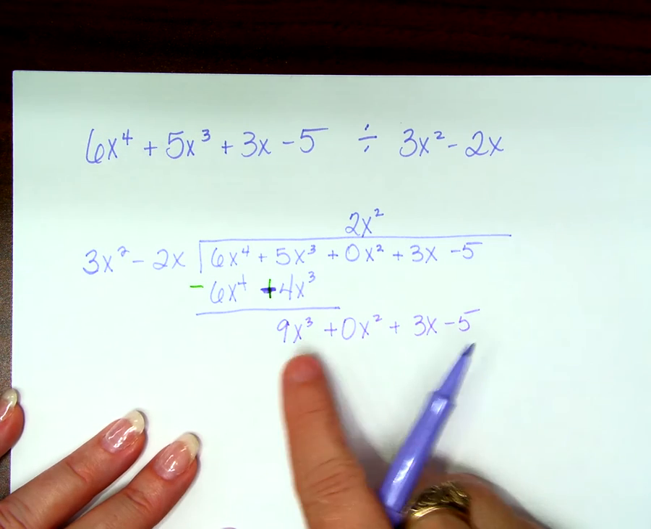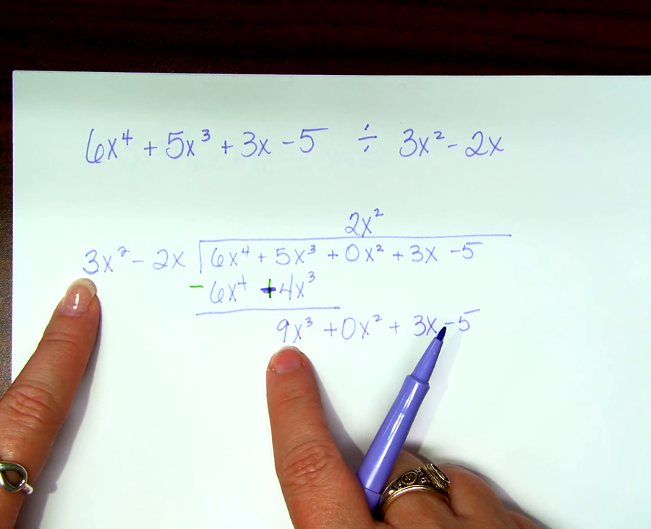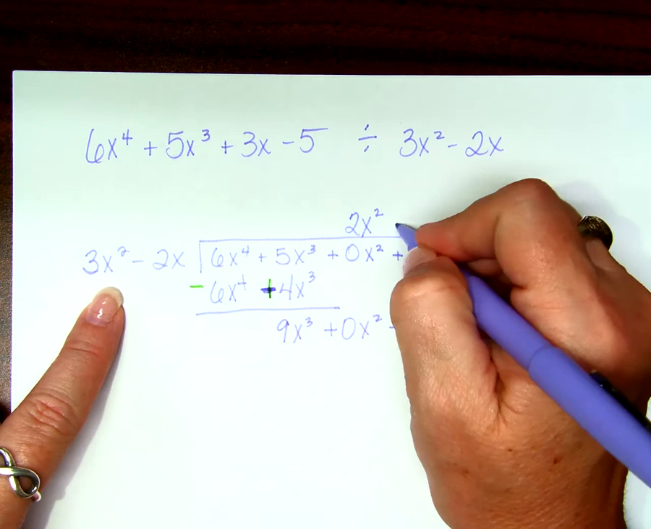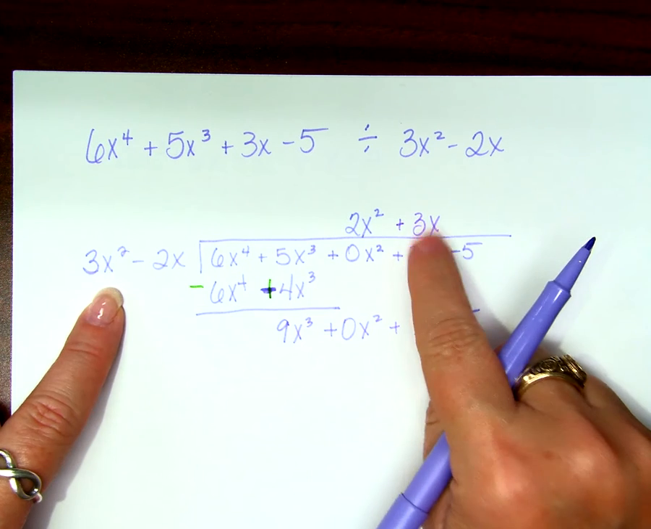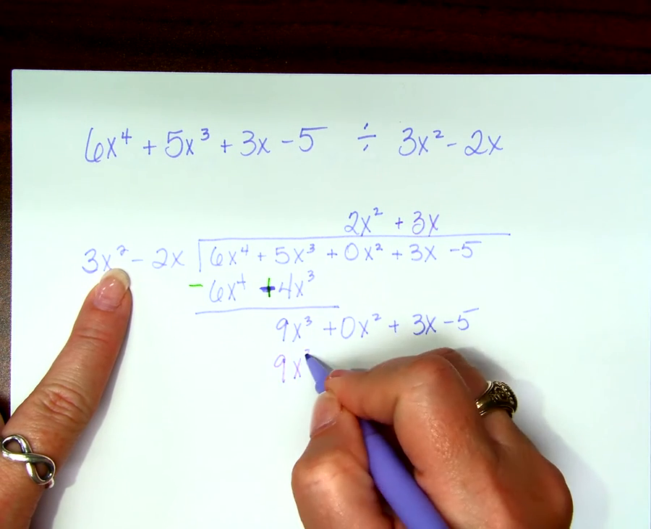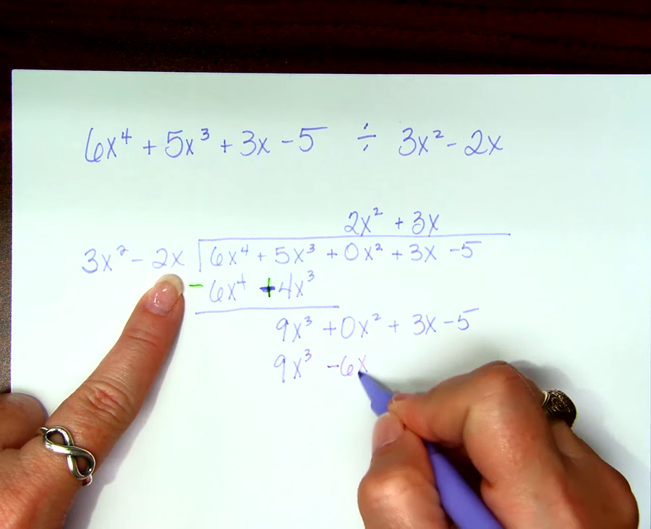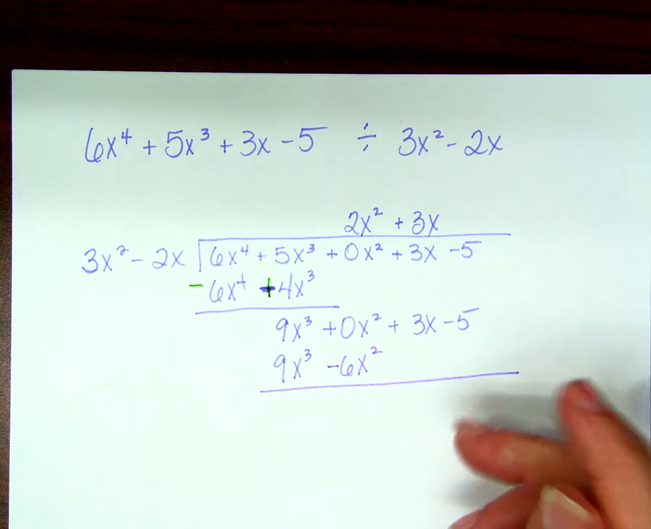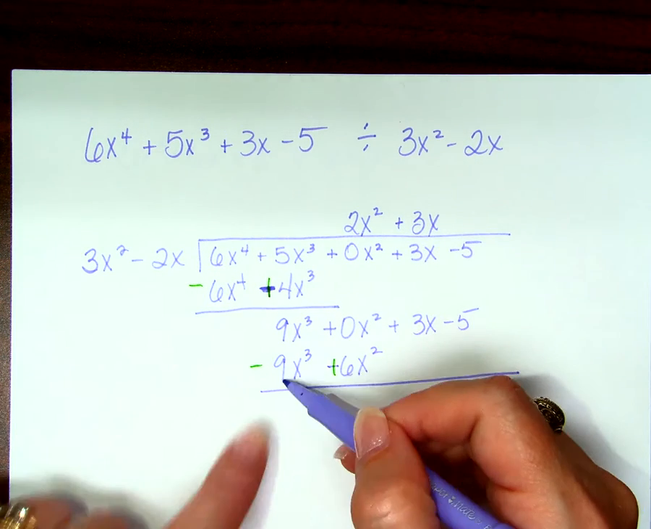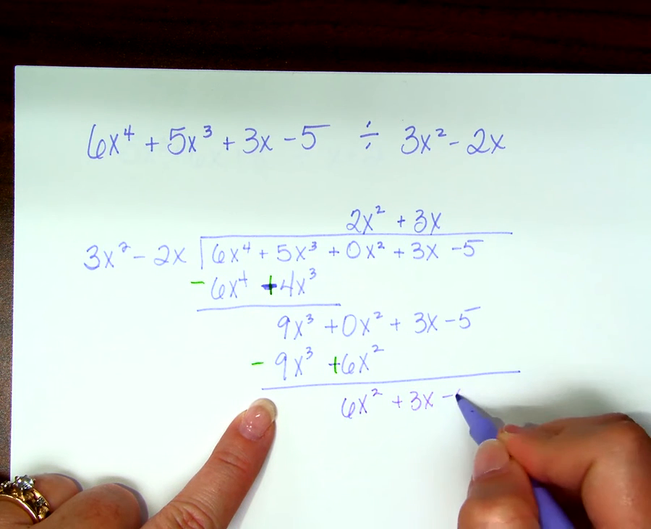So divide the first term here by the first term here. 9 divided by 3 is 3. X to the 3rd divided by x squared is x, so 3x. 3x times 3x squared, 9x to the 3rd. 3x times negative 2x, negative 6x squared. Now we change our signs and we add. That's a 0. That is 6x squared plus 3x minus 5.